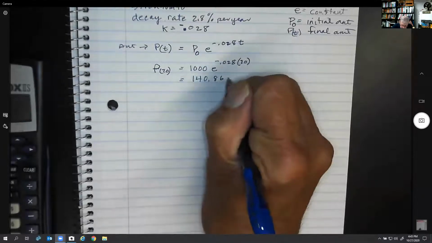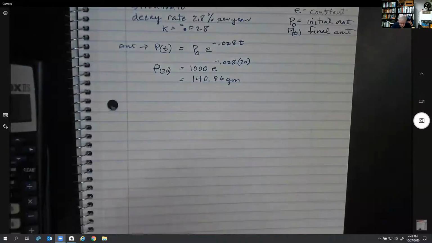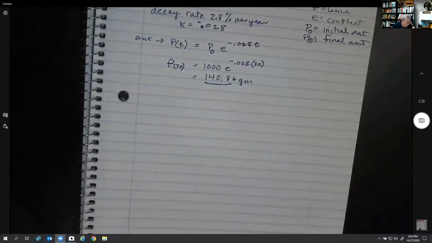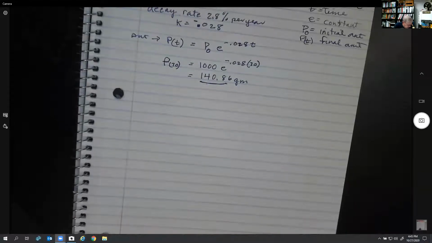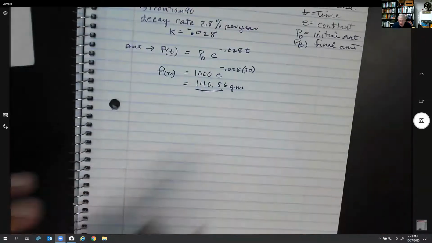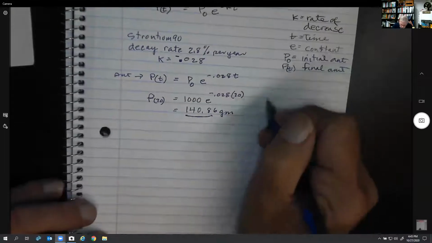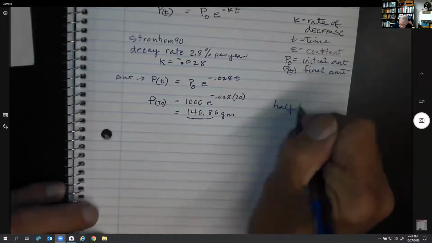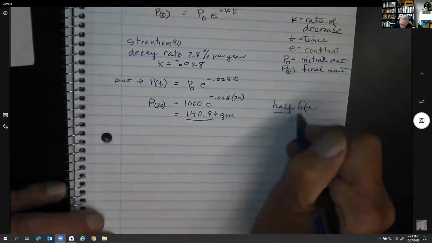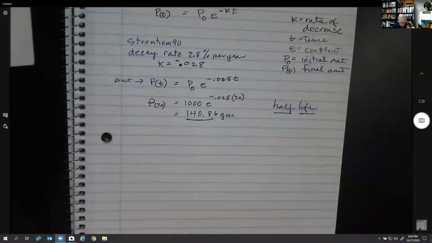That would be 140.86 grams. So after 70 years, we still have 140 grams left. And so that's our answer to it. All right. The next question we have here is how long will the half-life of 1,000 grams remain? How long does it take, in other words, to get, we call this a half-life, half of the life is going to be gone. So we want to figure out how long it's going to take for half of this material to decompose.